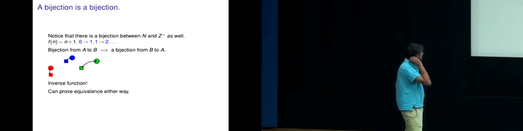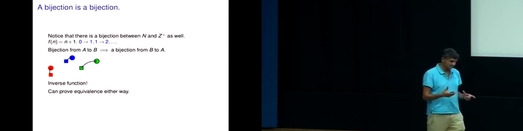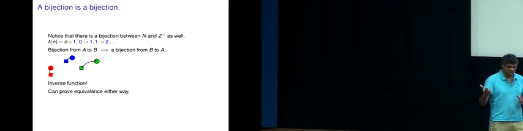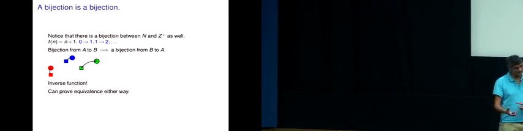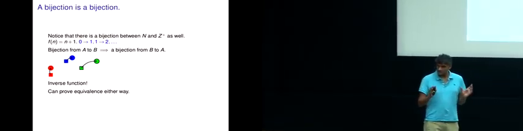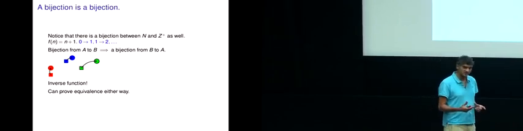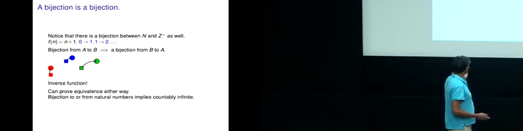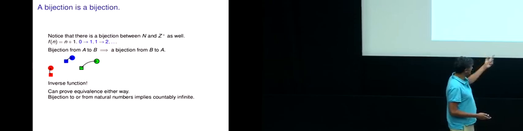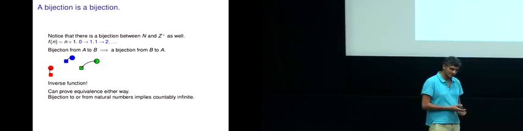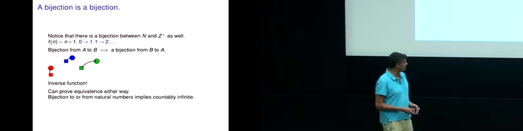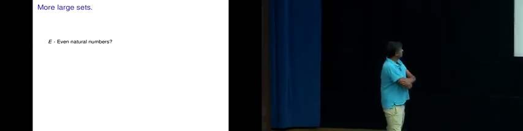So now you can prove countable either way. You can prove that two things have the same size either way, by taking a bijection from one to the other or from the other to this one. It doesn't matter. For the integers as well, if you want to prove something is countable, you can just take a bijection. The definition is a bijection to or from the natural numbers implies countably infinite. So either way, whatever is more convenient. So that's what we're going to use.